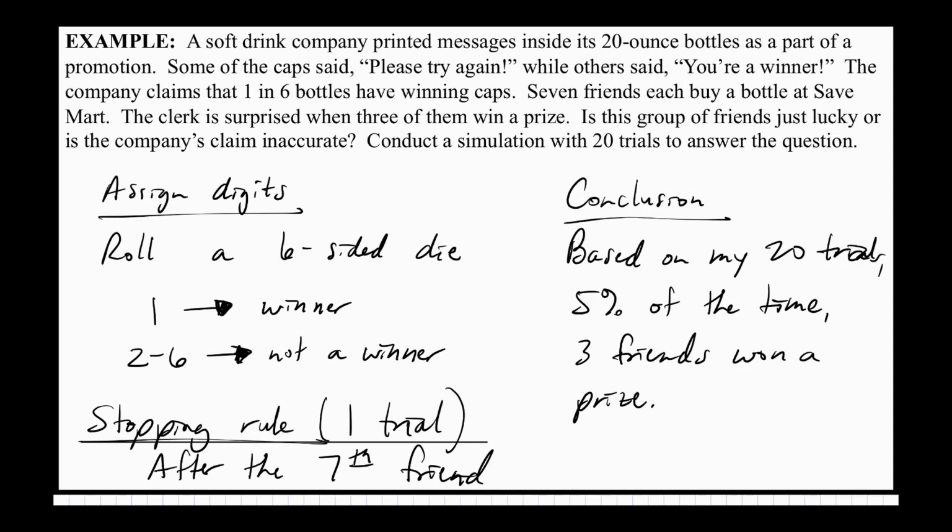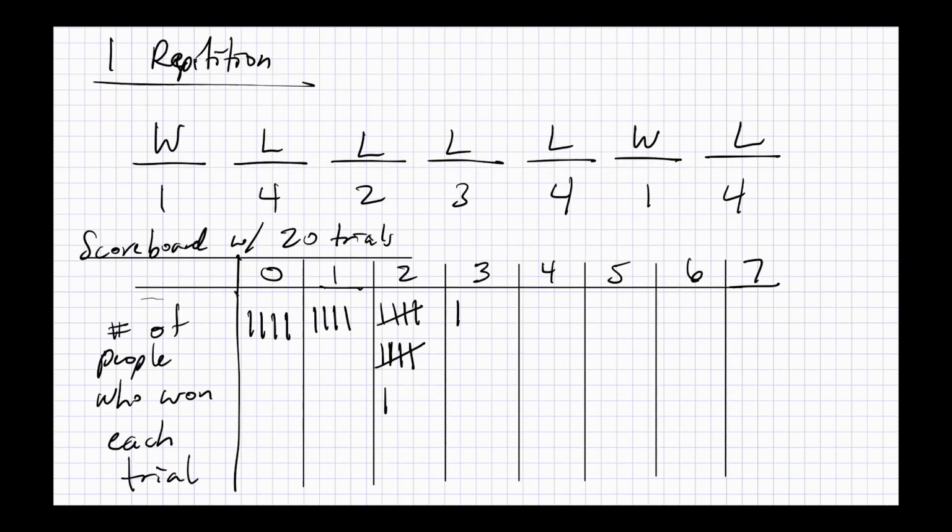So my assigning digits was, if I rolled a 1, that meant I won a prize. If I rolled a 2, 3, 4, 5, or 6, that person didn't win a prize. My stopping rule was after the 7th friend. Because it's a 1 out of 6, that's what we're looking for, right? So I did 1 repetition.